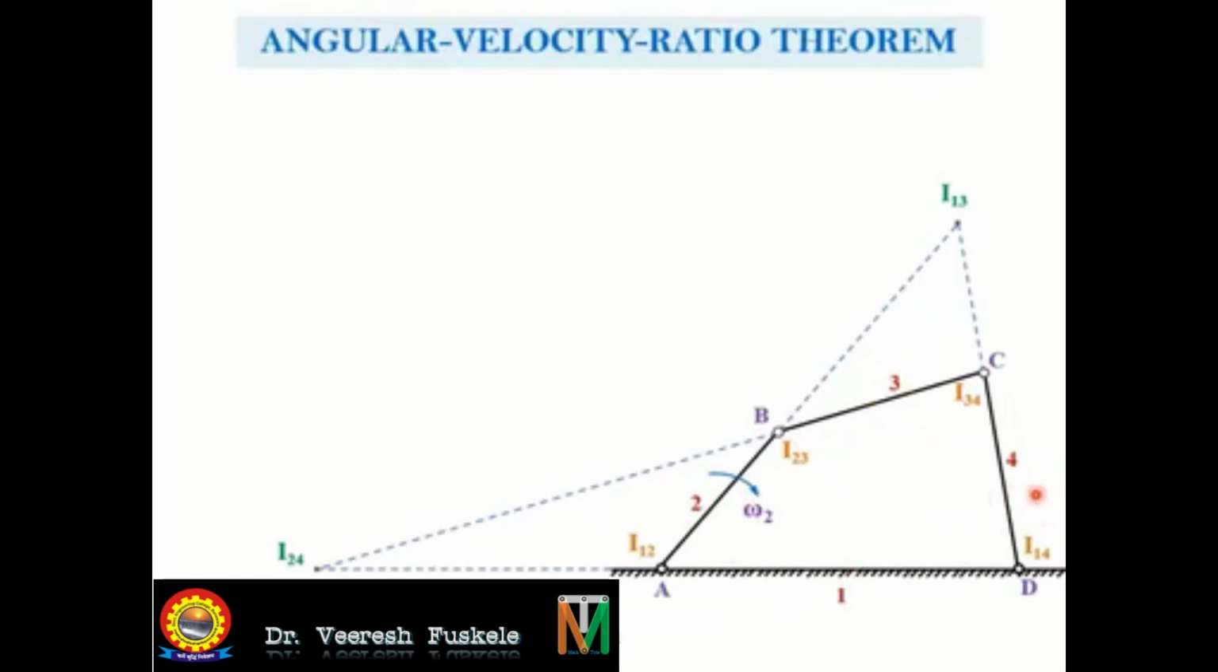That is link 3 and link 4. So we need to find out omega 3 and omega 4. To do that, we carry out the velocity analysis as follows.